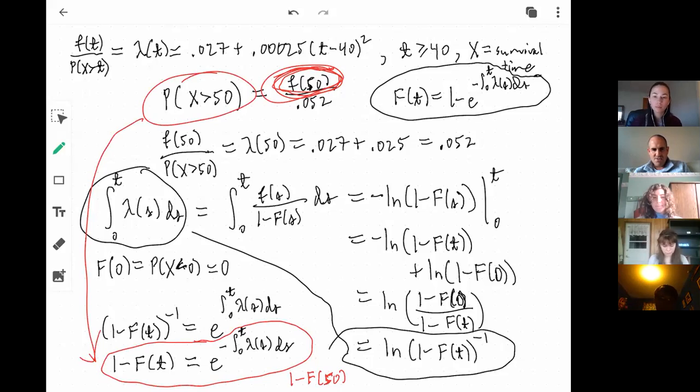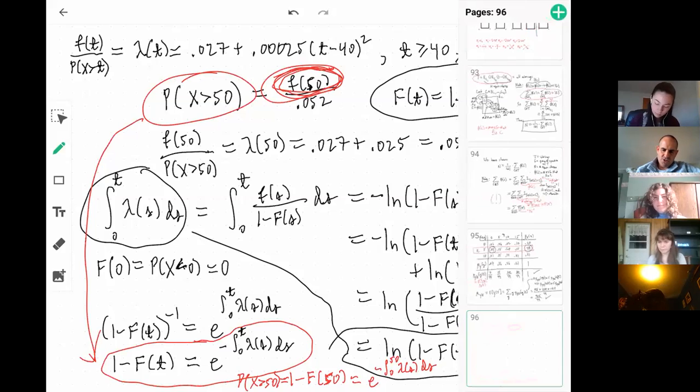We want to know 1 minus capital F of 50, which is going to be, according to this thing, e to the minus integral from 0 to 50 lambda of s ds. Yeah? This is the probability that x is bigger than 50. Isn't it? So I just need to do e to the minus whatever that integral is from 0 to 50. So let's go ahead and do that.